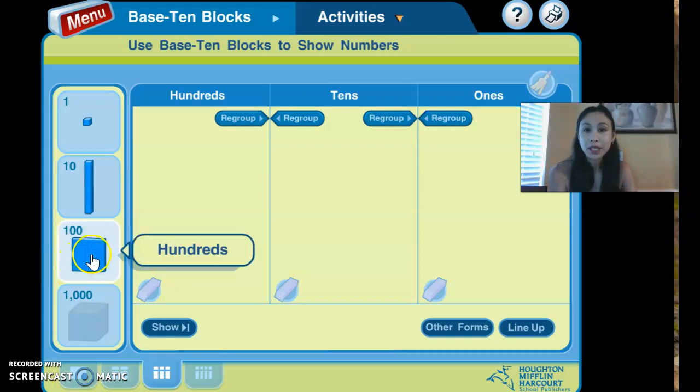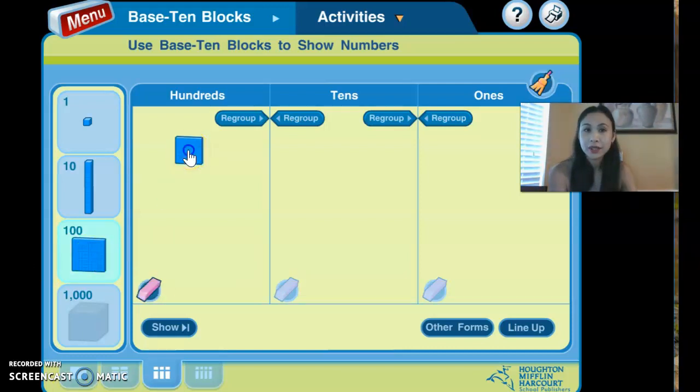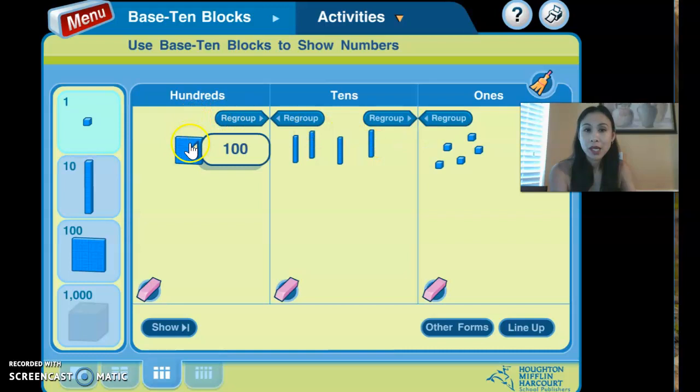We can do that by building. Let's build 145. 100, 40, 5. Okay, what we did was that we took the number 145 and decomposed it. 145 decomposed would be made up of 1 hundred, 4 tens, and 5 ones.